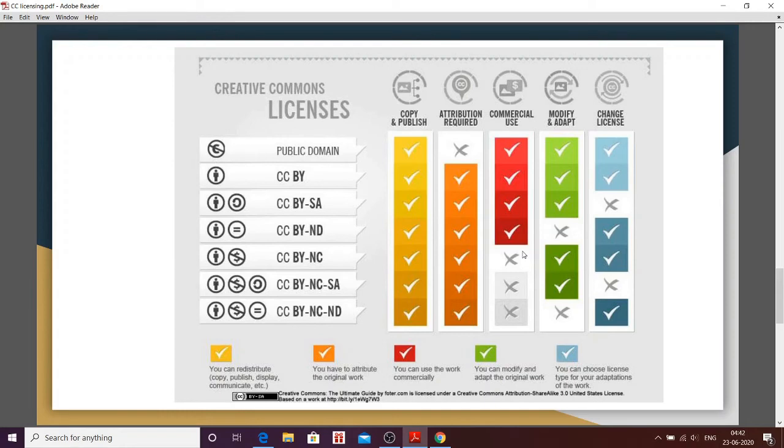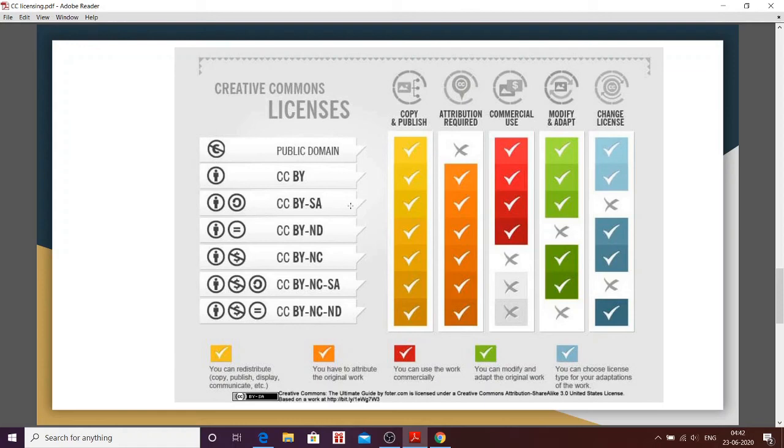The first is public domain. That means you can copy and publish. You can use it for commercial use, modify and adapt it, and change the license. And you do not need to reference it. No attribution is required. CC BY is where all the options are available. You can copy, publish, use it for commercial requirements, modify it, adapt it, change the license, but you have to attribute it. The original work should be attributed.